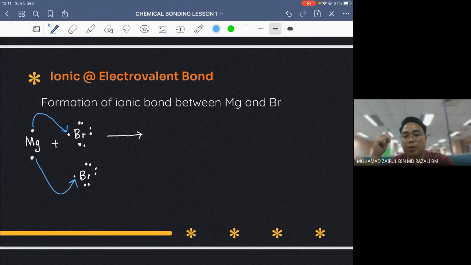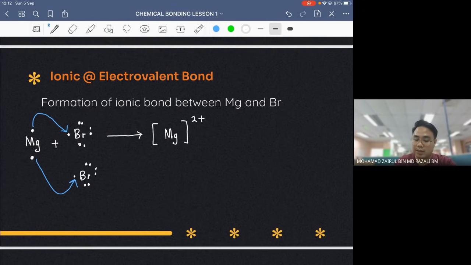So now both bromine already achieve stable octet, and same goes with the magnesium. Sebab magnesium also sekarang since dia donate 2 electron, dia juga dah achieve a stable octet configuration. Okay, remember that ion kita kena draw dalam square bracket. So ingat nak lukis, kita kena lukis ion dulu. So Mg, sebab Mg dah donate both dia punya elektron, so dah tak ada. So Mg dia akan hasilkan Mg2+.